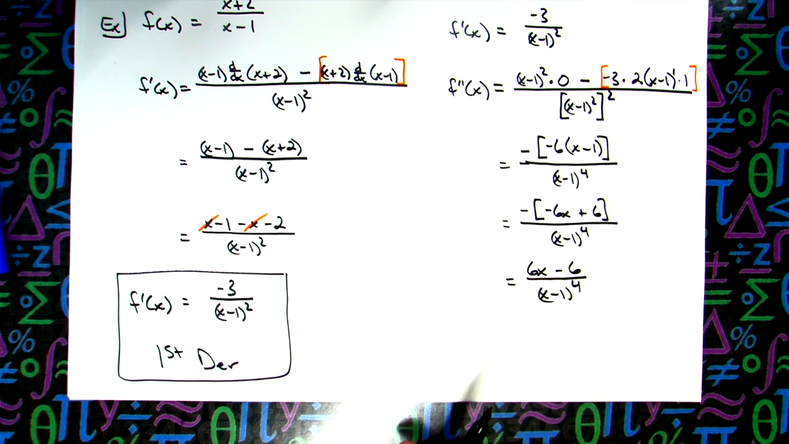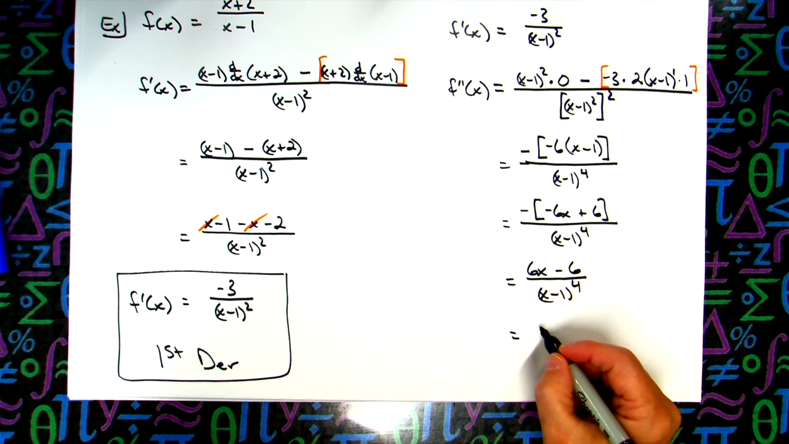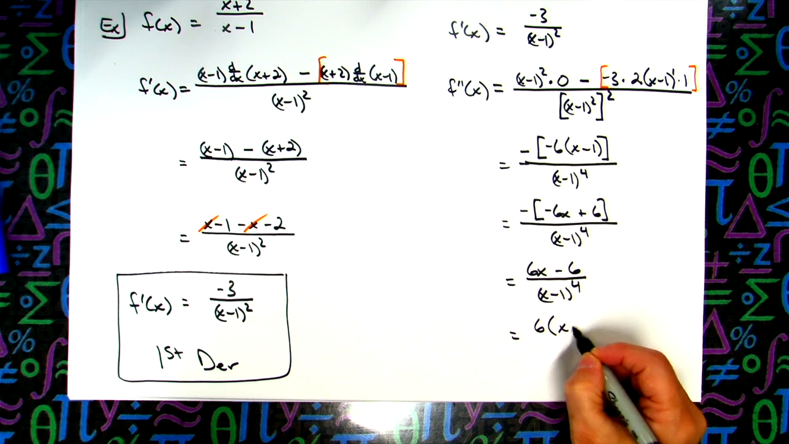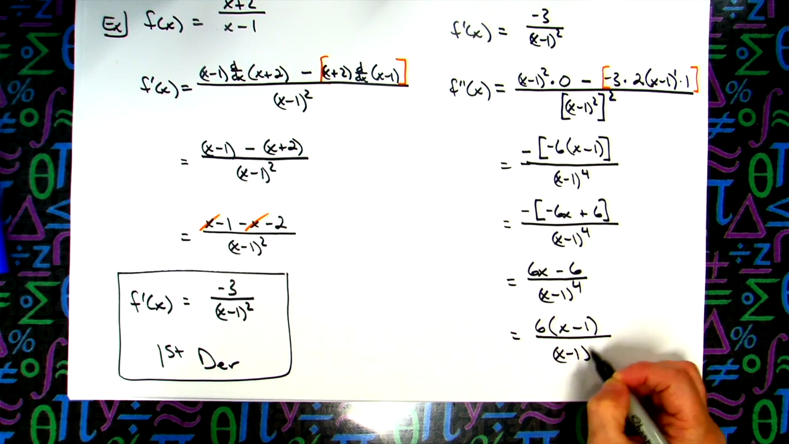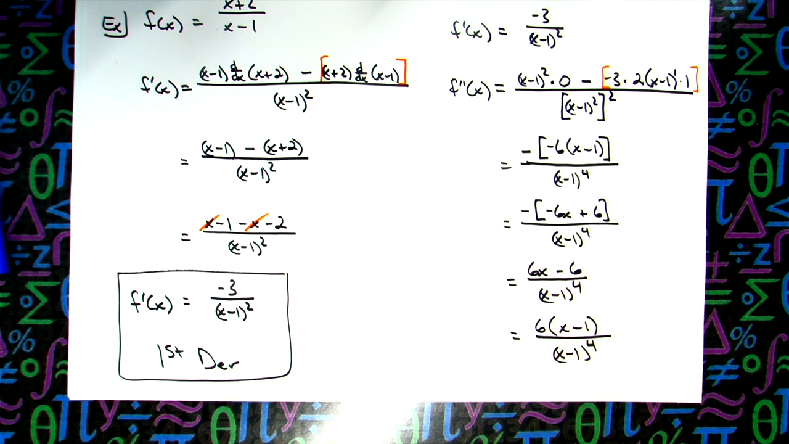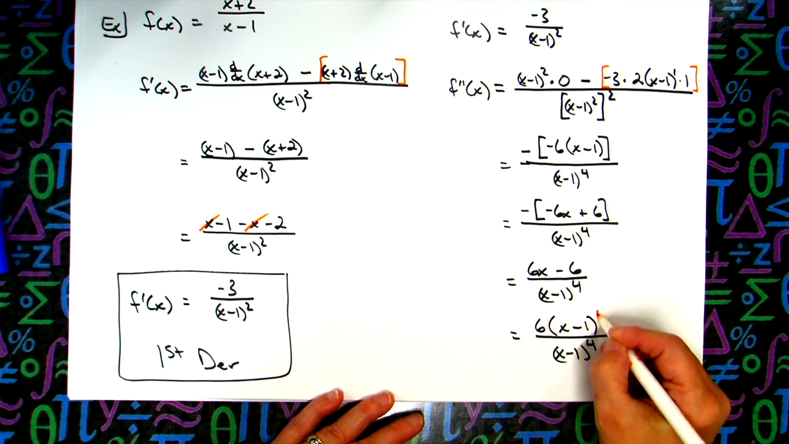Okay, now can I factor out 6? And why would I want to factor out the 6? If I factor out 6, am I going to have an x minus 1 in the top? And then I'm going to have an x minus 1 in the bottom. All right, so let's go ahead and factor out the 6. x minus 1, over x minus 1 to the 4th. I've got a binomial of x minus 1 to the 4th. I've got a binomial of x minus 1 to the 1st.